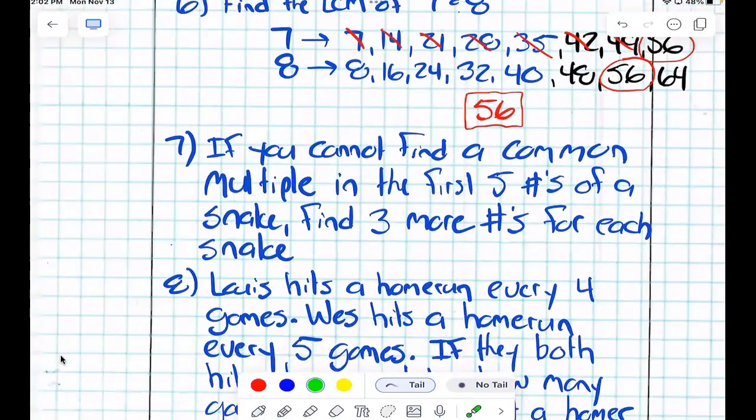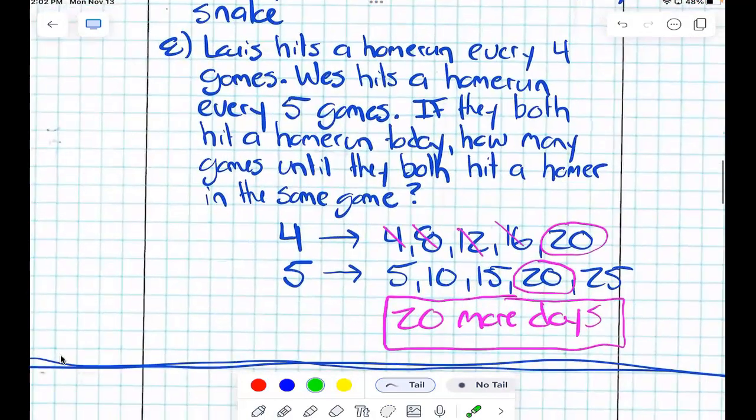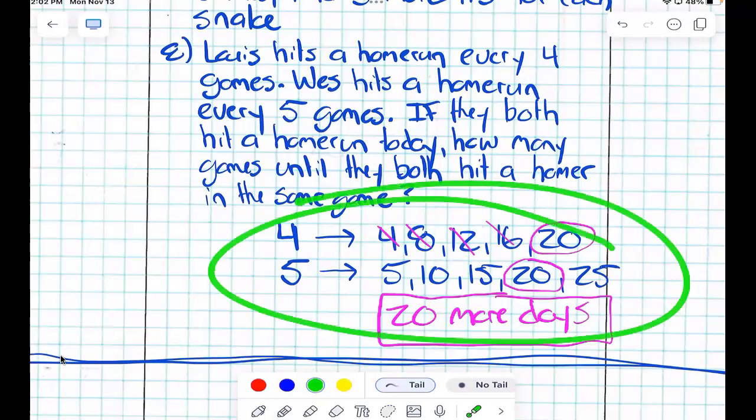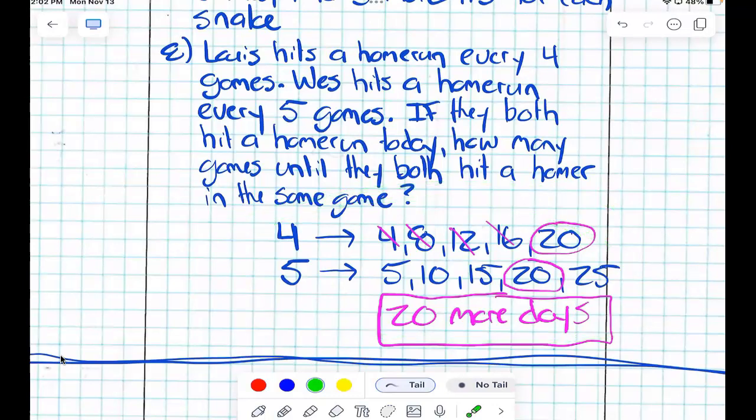Yes. Okay, last thing, I'm not going to talk much about this problem, but it talks about Lewis and Wes and all the home runs that they hit in baseball. Make sure that you read the question carefully, and if the question is asking you to find multiples of a number, then you would use the snake method like what we did down here. Sound okay?